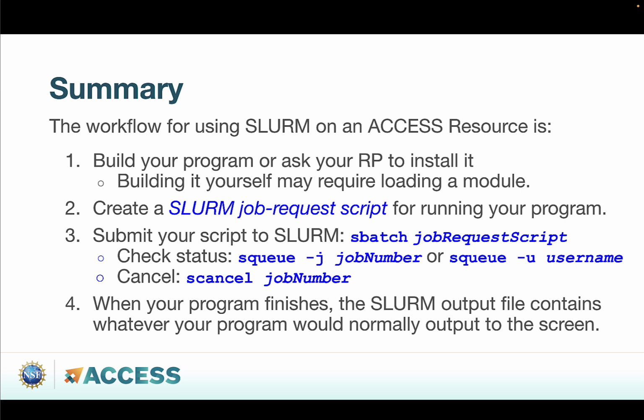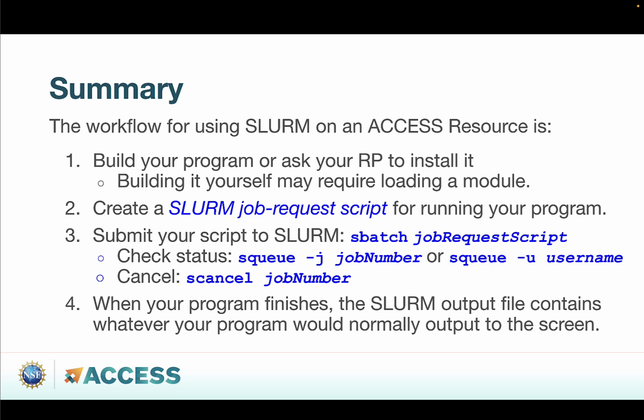Second, create a SLURM job request script for running your program. If your program requires a module, that is, if a particular module was needed to build it, then your script will need to load that same module. Third, submit your script to SLURM using the sbatch command. Once you've done this, you can check its status using the squeue -j job number or squeue -u username command. If you decide to cancel it, you can do so using the scancel job number command.